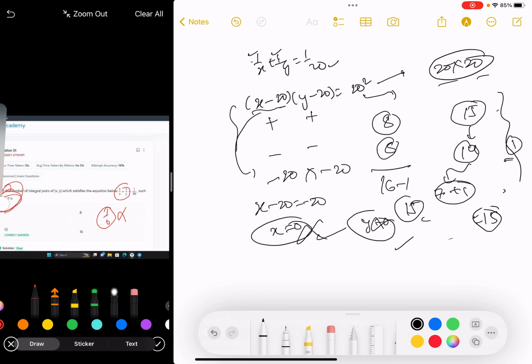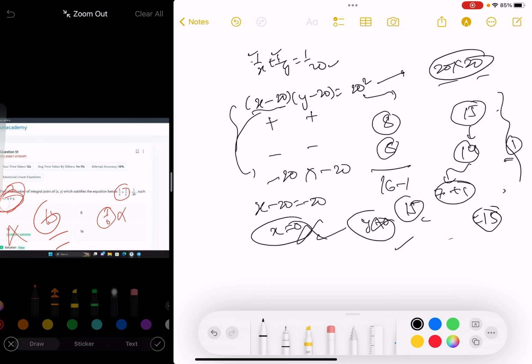The given answer 13 is wrong. 15 will be the answer to this question. Hope it is clear now.